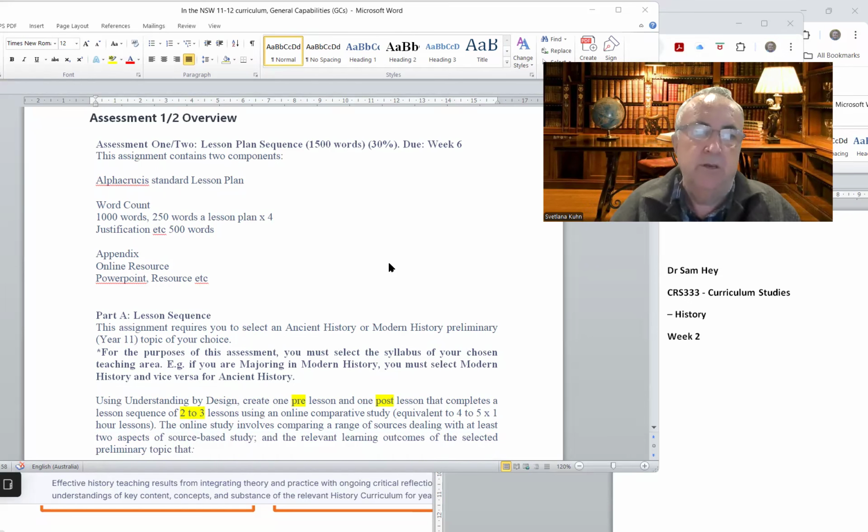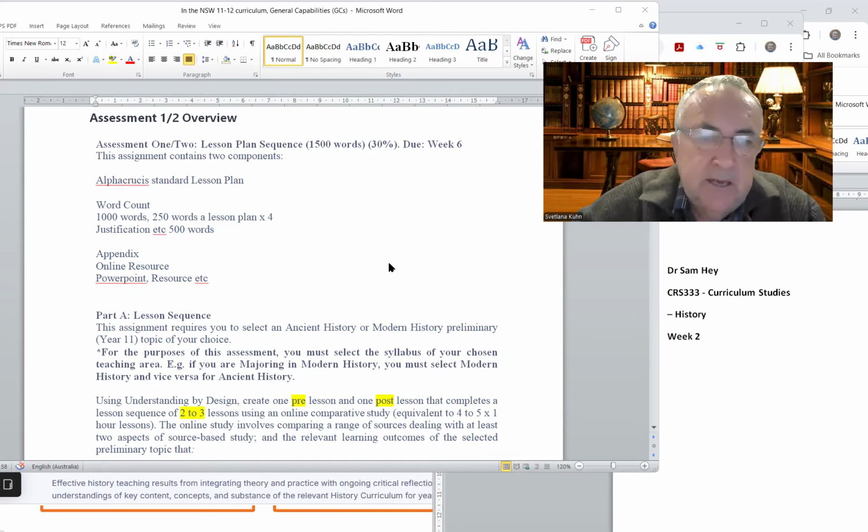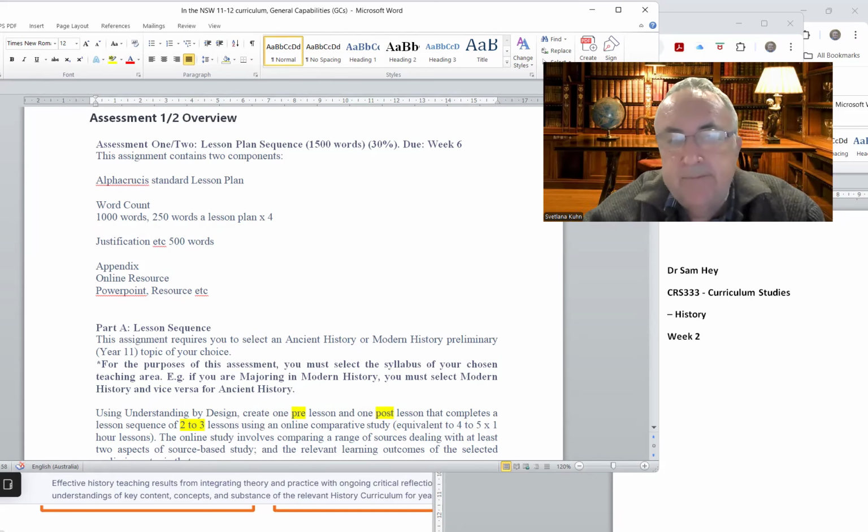Now notice the word count of 1,000 words for the lesson plan itself. And if there's 4 lessons of 250 words, you've only got 250 words for each of the lesson plans. And then there's a justification of 500 words. And a number of the resources in the literature suggest that the justification is equally important. That is, the reasons why you're doing certain things are just as important as the content and the information and the knowledge.